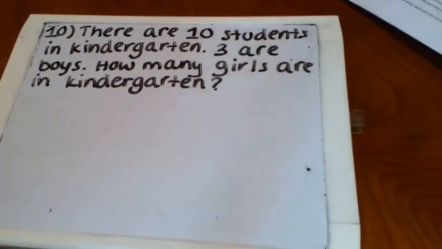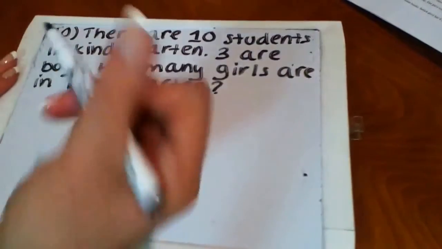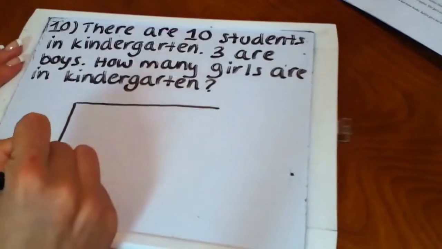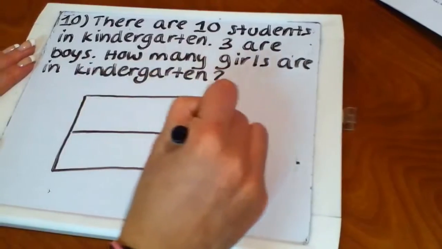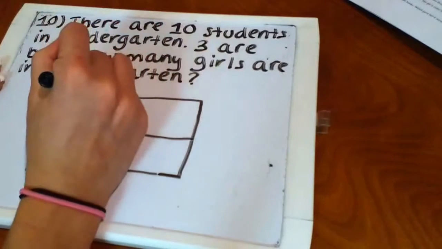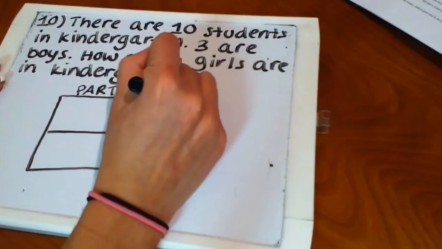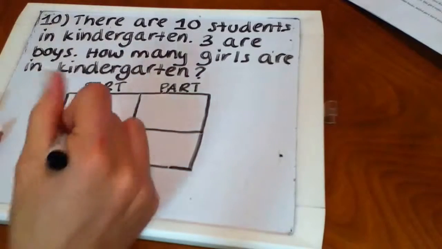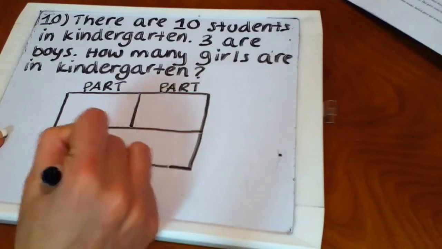Okay, so for this problem, we're going to use a different structure. We're going to use a part-part-whole structure. And a part-part-whole structure looks like this. So you start off with a box and you divide it into 2 strips. The top strip you divide in half. And those each represent a part of the problem. And then this bottom strip represents the whole. So whatever the whole answer is, or the whole number.